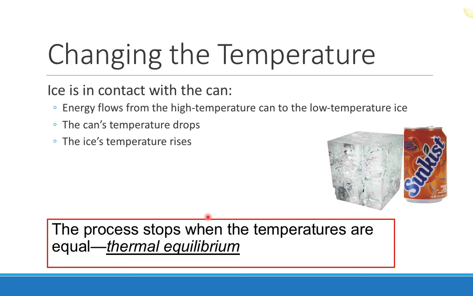So here's an example of this and how objects can actually change temperature. You could imagine you have an ice cooler. You're going on a picnic and you fill your cooler up with ice, and then you take some sodas that you bought at the store that aren't cold yet, and you put them in your cooler. The ice is obviously at a cooler temperature. The sodas are at a warmer temperature when you put them in. So energy flows from the higher temperature can of soda to the lower temperature ice, since the can is giving some of its energy away to the ice.